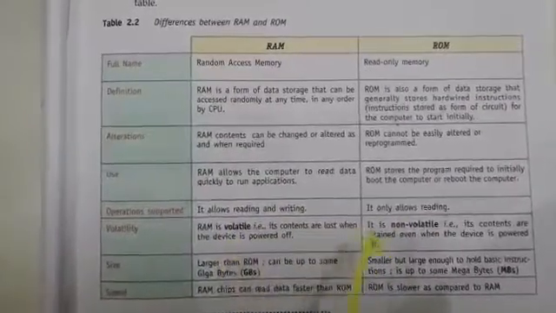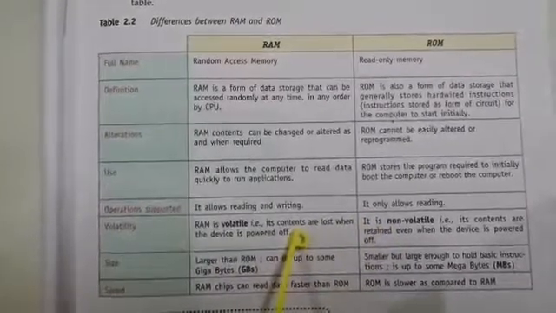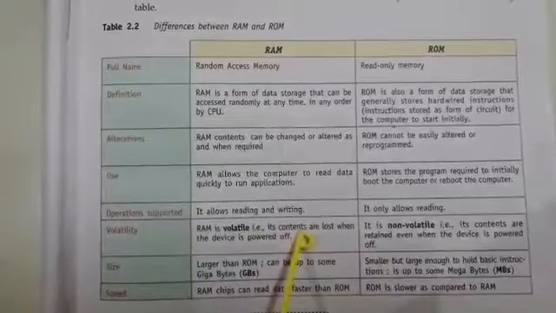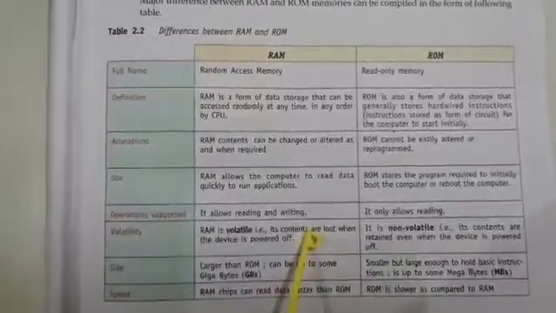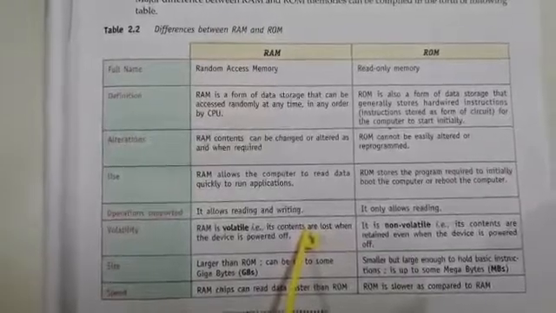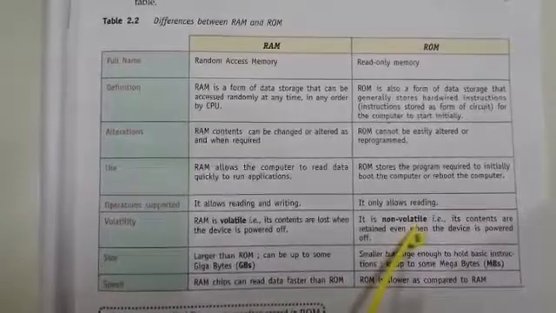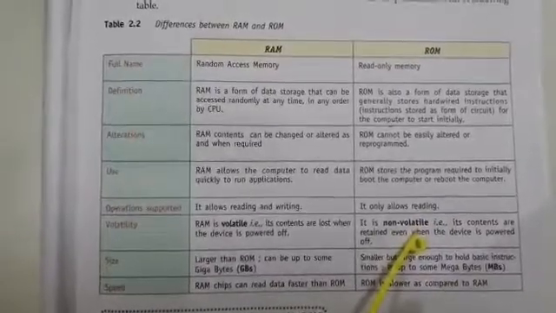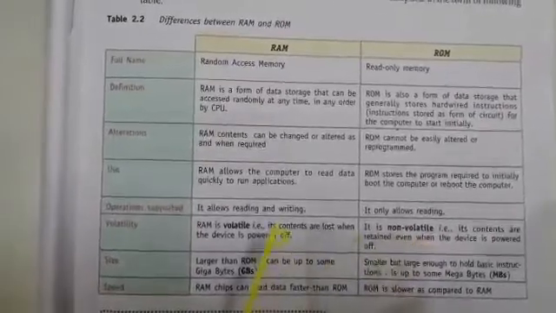RAM is volatile by nature and ROM is non-volatile by nature. I already told you about volatile and non-volatile. Volatile means temporary by nature. That means when you switch off the computer, the data inside that memory is erased. But ROM is non-volatile by nature. The data which is stored in ROM will remain there when we turn off the computer also.